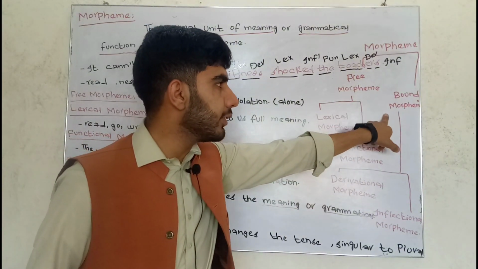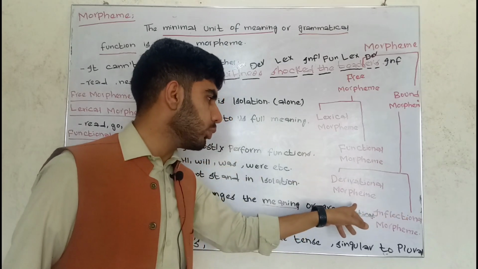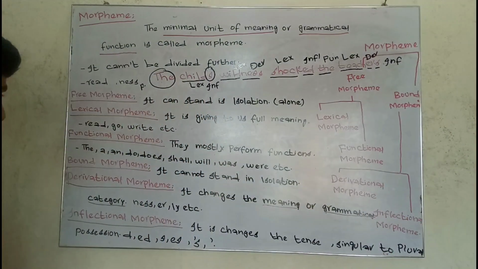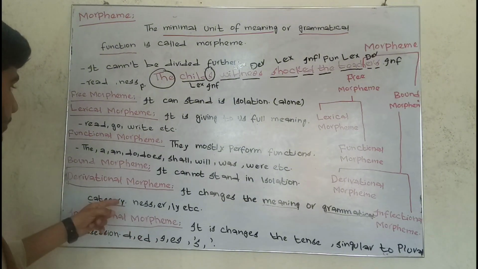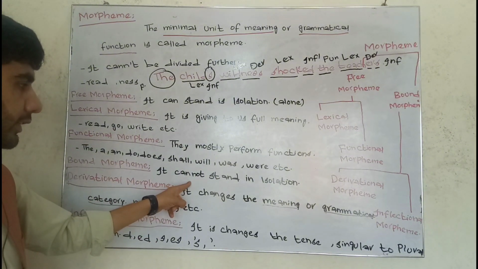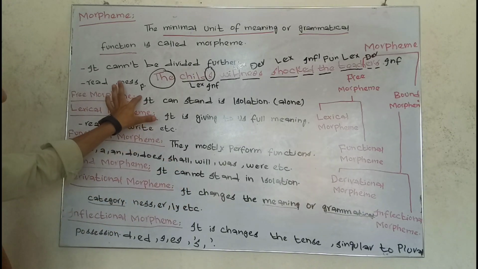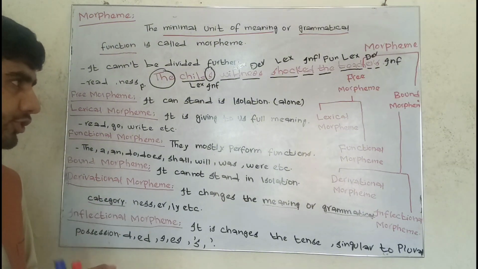The second one is called bound morpheme. Further, we divided the bound morpheme into two categories: one is called derivational morpheme, and the last is called inflectional morpheme. First we will explain what a bound morpheme is. It can't stand in isolation. It's the opposite of the free morpheme. Bound morpheme and free morpheme are opposites of each other.